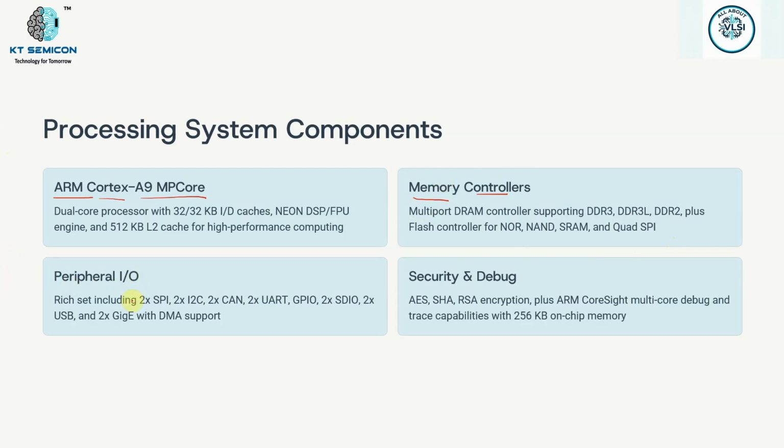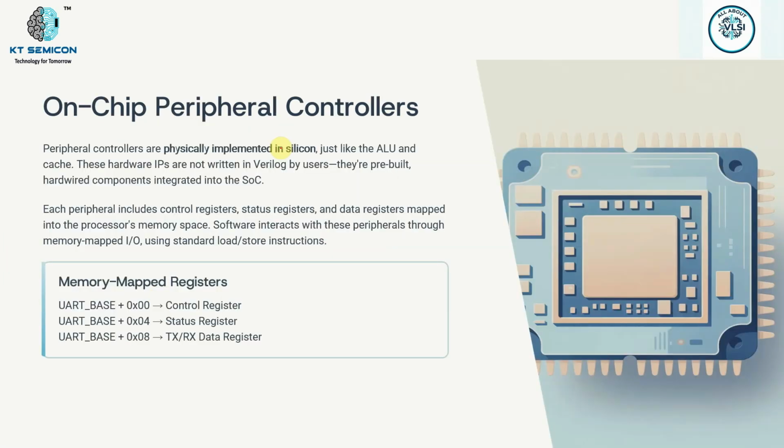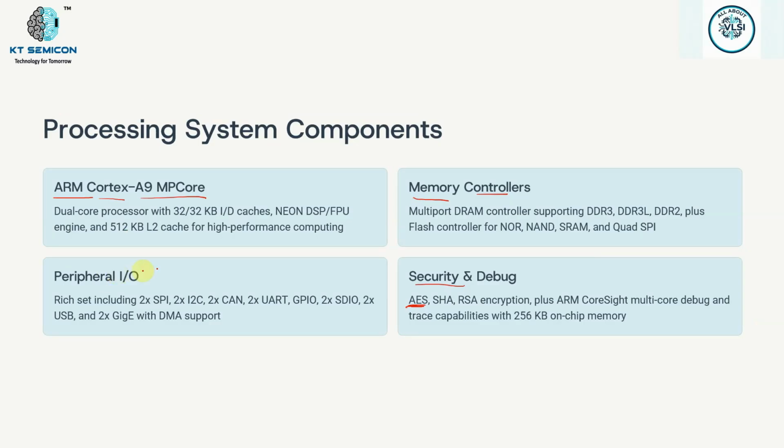All the memory controllers will be present inside your processing system only. It also has peripheral IOs for SPI, I2C, CAN, UART. It has security and debug features like Advanced Encryption Standard, SHA, and RSA encryption. These are all the features of my processing system. And the important point to be noted here is that it has something known as peripheral IOs.